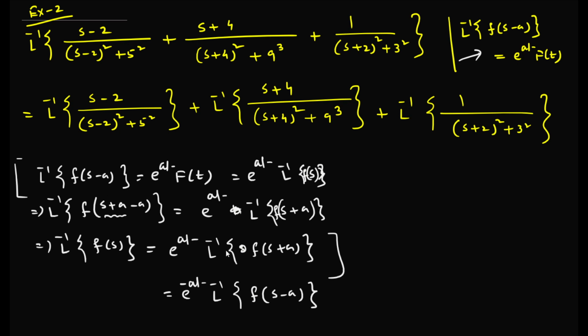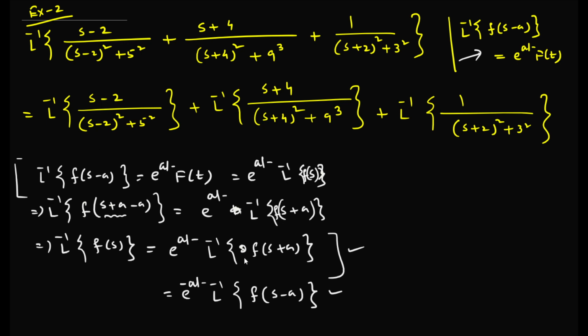So these two rules you just have to remember for doing this particular problem. Now just observe this particular part. This is L inverse of f of s, but see here s is how much? Here s is our s minus 2. Okay, s is s minus 2.